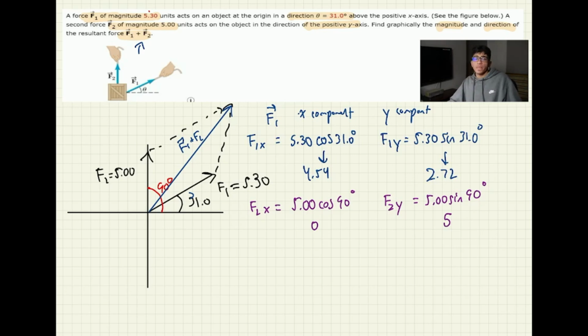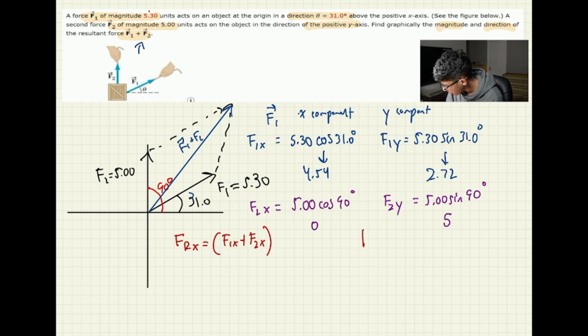Okay, now that we did that, now we need to find the total horizontal pull, basically how much this is being pulled horizontally. To do that, you use this equation: F(r)x is equal to F(1x) plus F(2x).